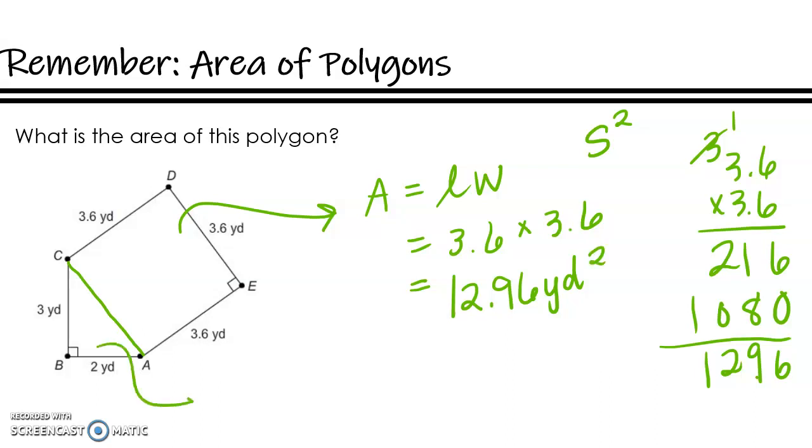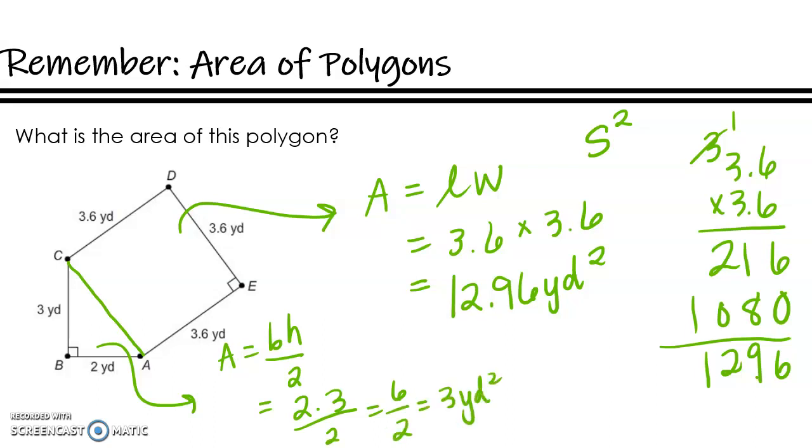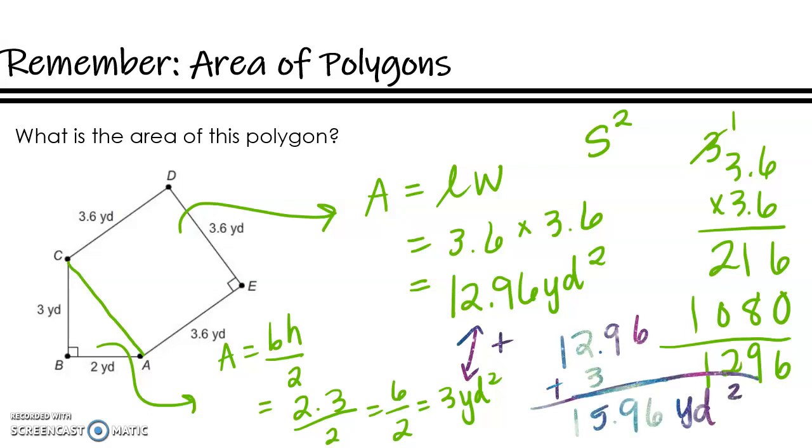And then I have to also find the area of the triangle. And remember, that is base times height divided by 2. I'm going to be doing 2 times 3, which is 6, divided by 2, which is 3. So 3 yards squared. So now, to get my final answer, I'm going to add these two. And that's going to be 15.96 yards squared. There's my final answer. Everything together.